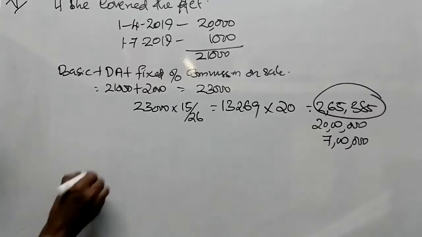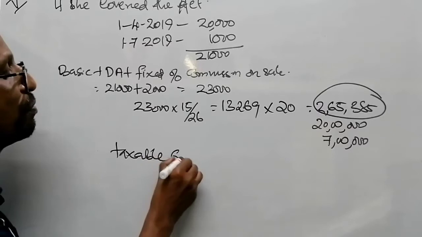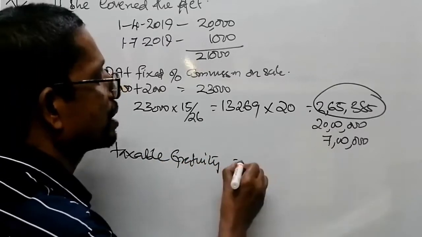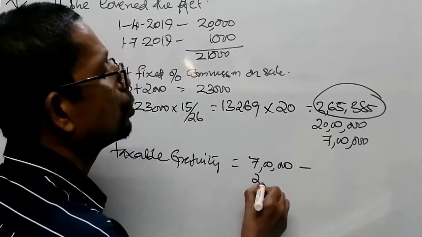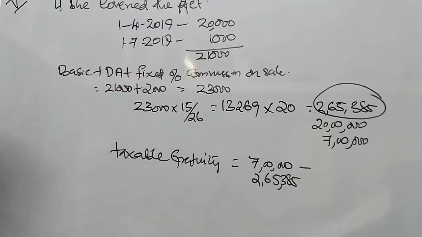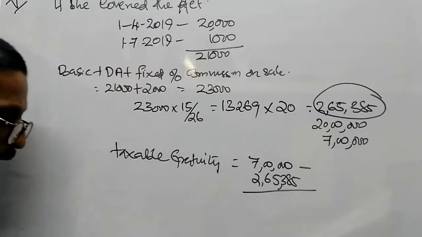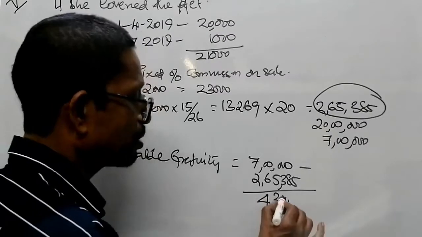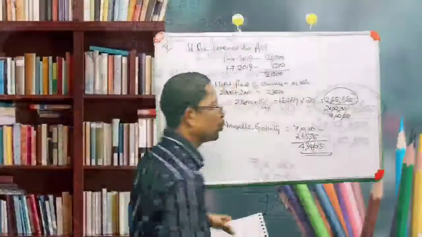2,65,385. Therefore, taxable amount how much now? Taxable gratuity is equal to what she received. How much she received? 7 lakh minus 2,65,385. Therefore, taxable amount is equal to how much now? 4,34,650. So this is the taxable amount now.